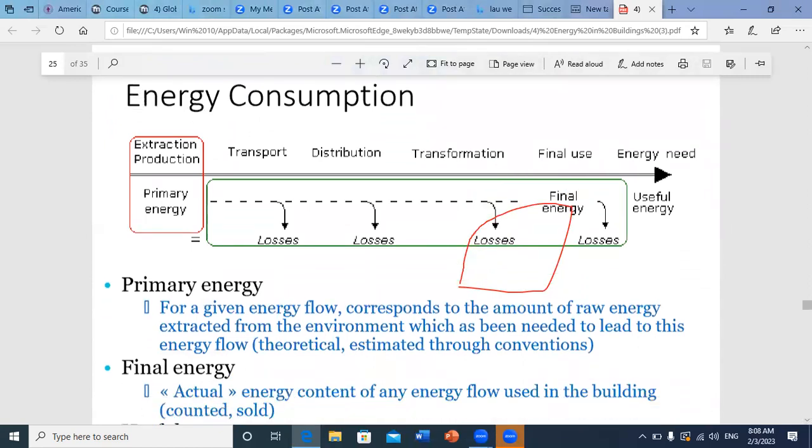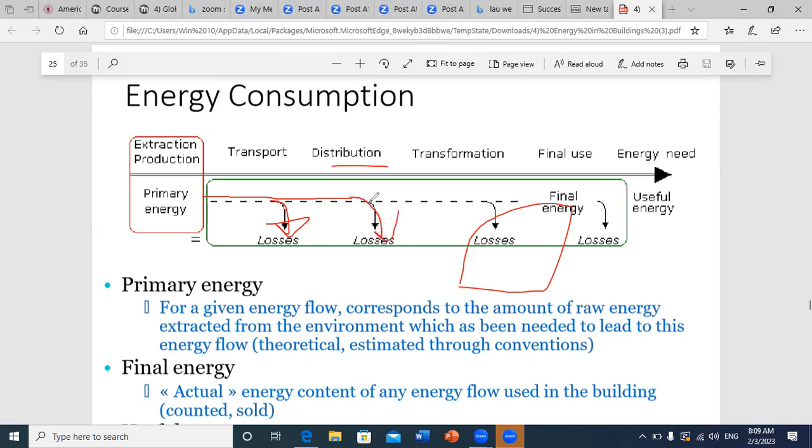Here we can also use some diagrams to illustrate how energy is converted from the primary stage to the end stage when it is used. Of course, at the first level, we have the extraction and production of primary energy. Then this energy should be transported to places where needed. Of course, we'll have losses during the transportation stage. After that, also because of distribution, while you distribute energy, you have losses.